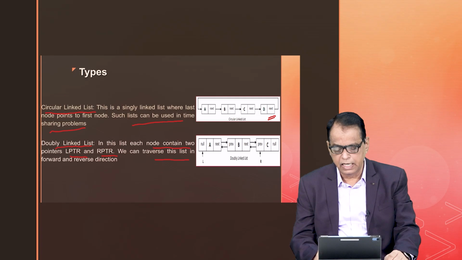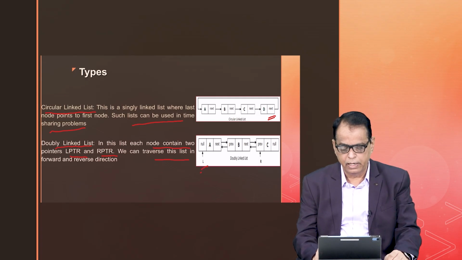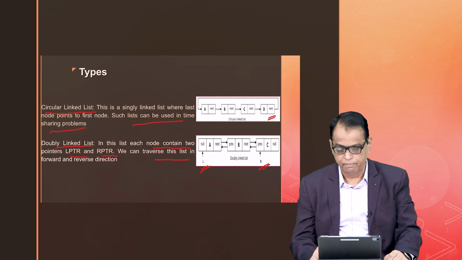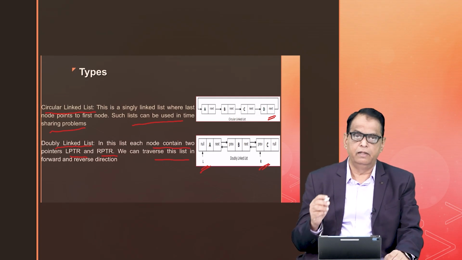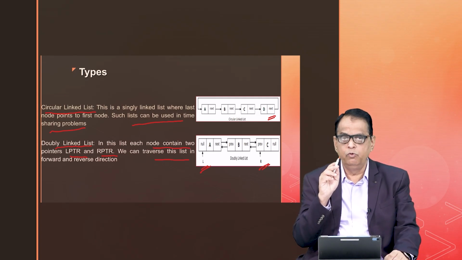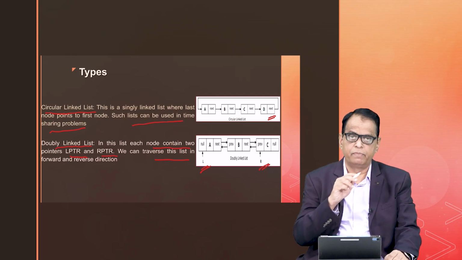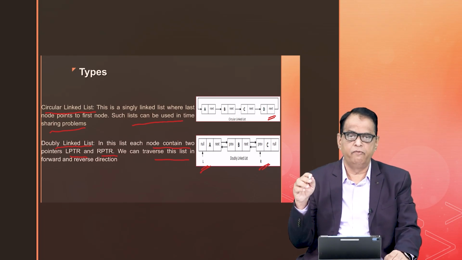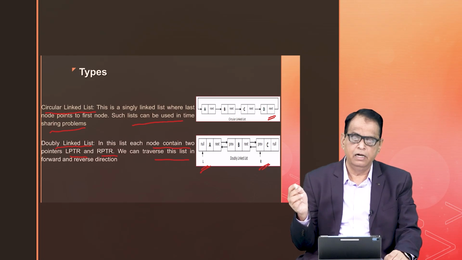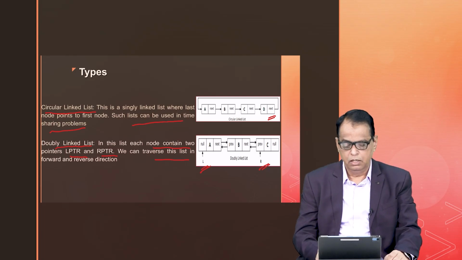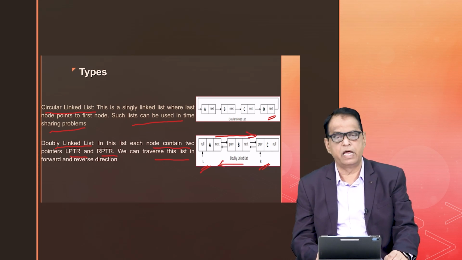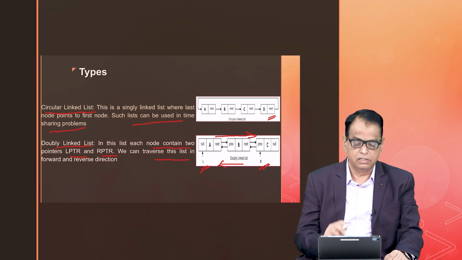But since this is a linked list where there are two pointers, left pointer and right pointer, as shown in this diagram, there are two directions available for traversing. Either we can go from the first element to the last element, or we can start from the last element and traverse to the first element. Both ways, you can go in the forward direction and in the reverse direction whenever you want to traverse the linked list.